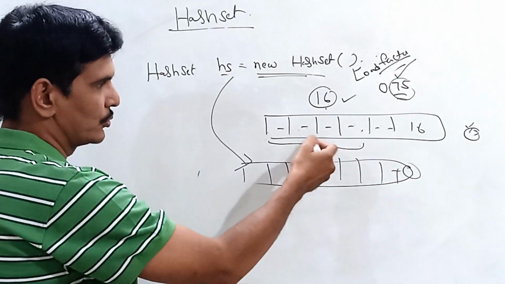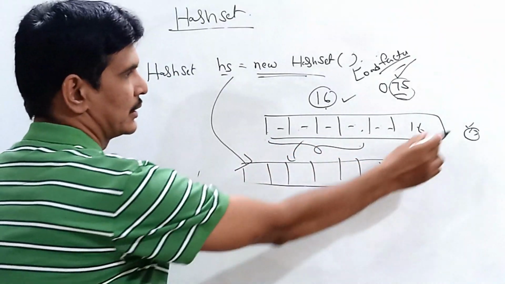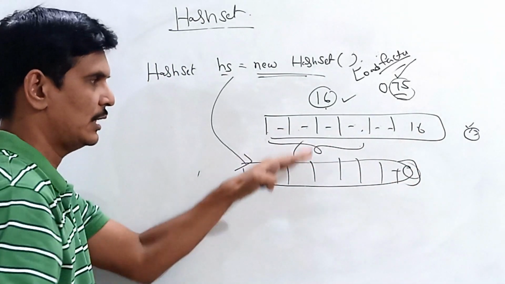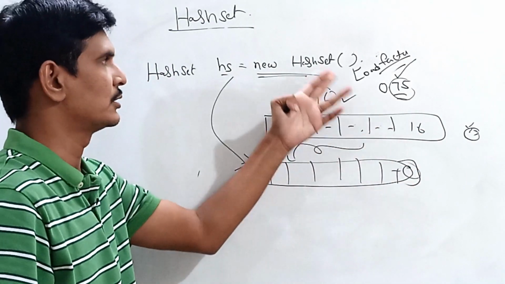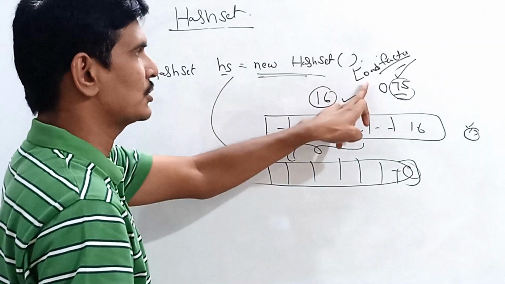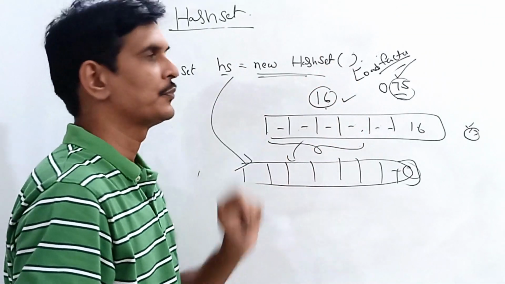All the elements will be copied into the new object, and the new element also will be added. This will happen whenever you add a new object into the hash set. So this is the concept of load factor.